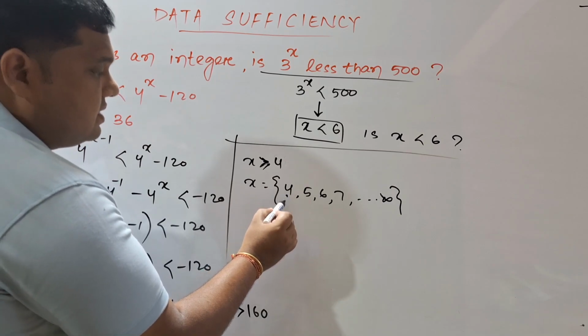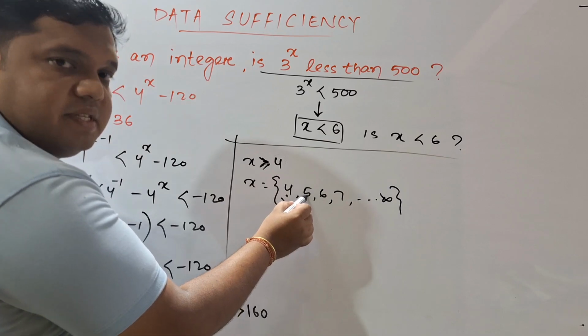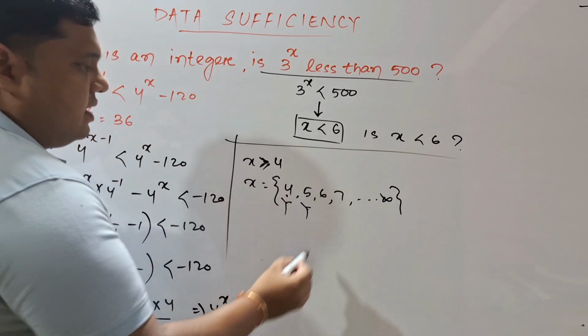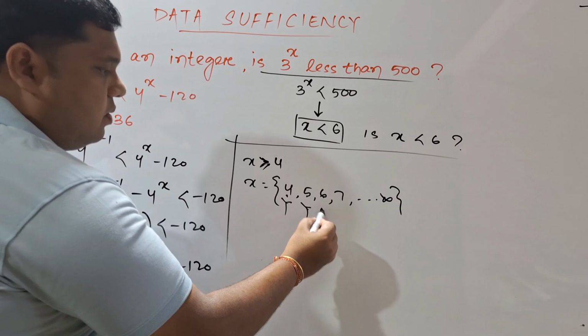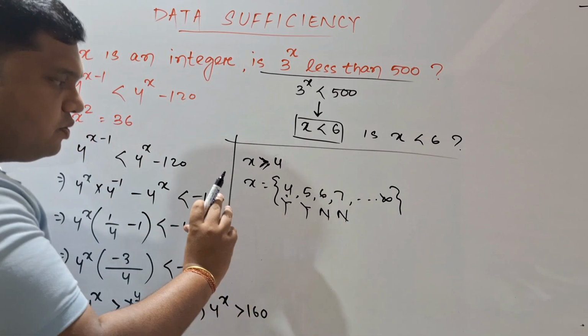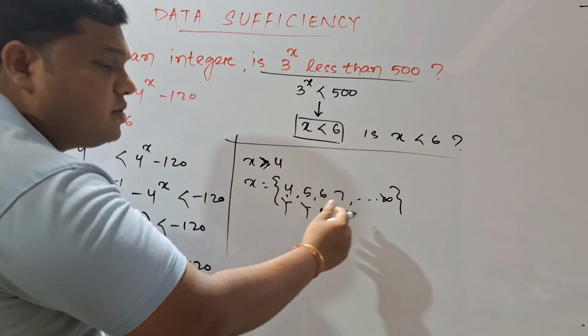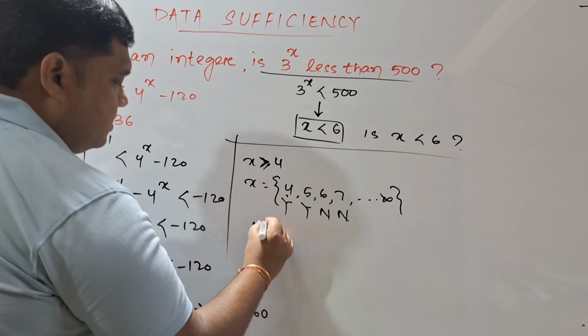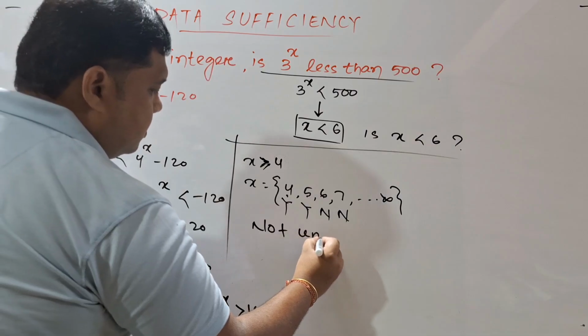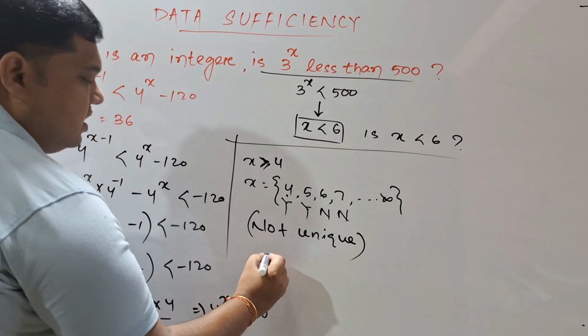Now is x less than 6? Yes. Is x less than 6 for 5? Yes. Is x less than 6 for 6? No. Is x less than 6 for 7? No. For a few values of x you said yes, and for the rest of the values you said no. So this is not unique. Statement 1 is not unique. Statement 1 alone is not sufficient. Not sufficient means you can eliminate.